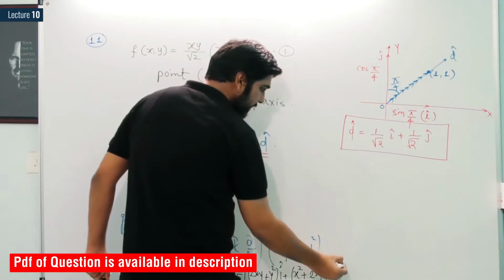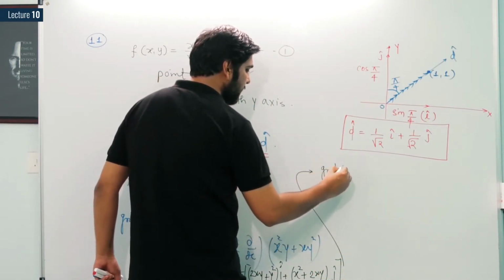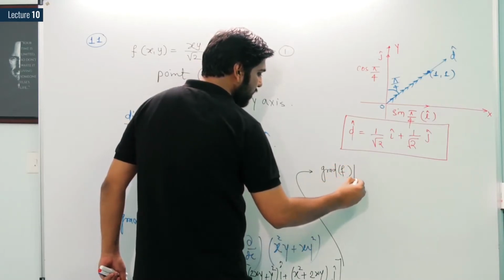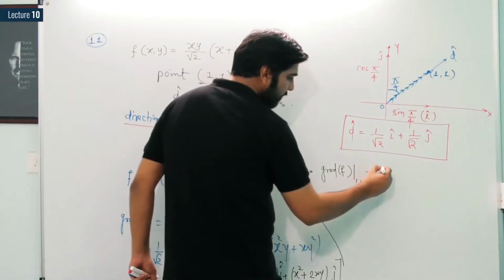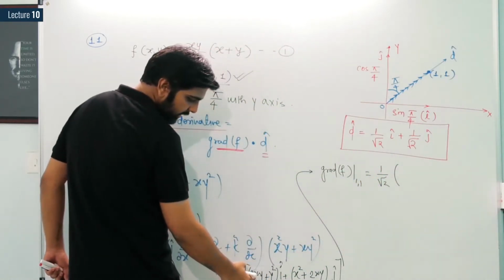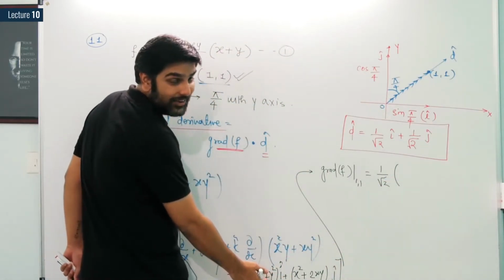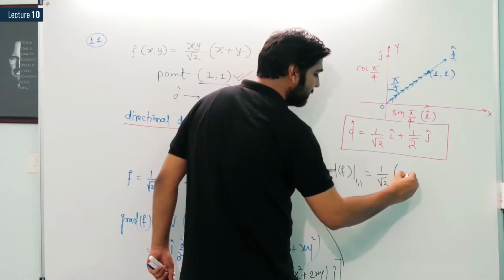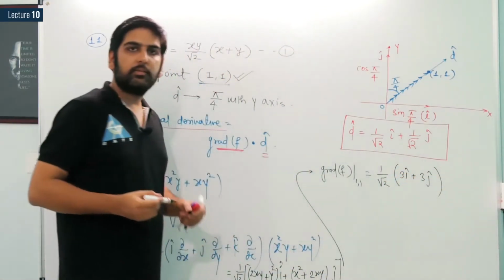So what I am getting is, I am writing here, gradient of f at point (1,1) is nothing but what? By putting (1,1), I am having 1 by root 2 outside this value, 1, that means 2 plus 1, sorry, oh my god, 2 plus 1 is 3, not 1. So this is what? 3i plus 3j. Fine. So this is our gradient.